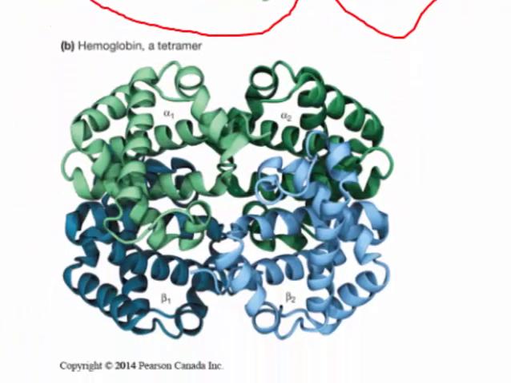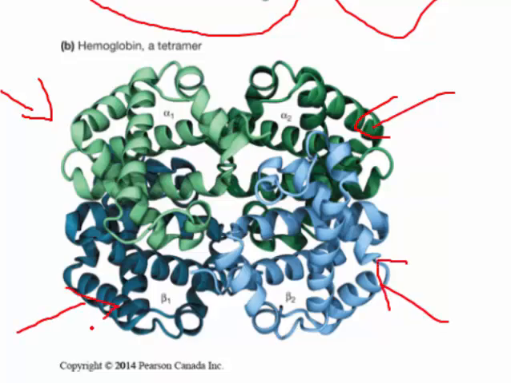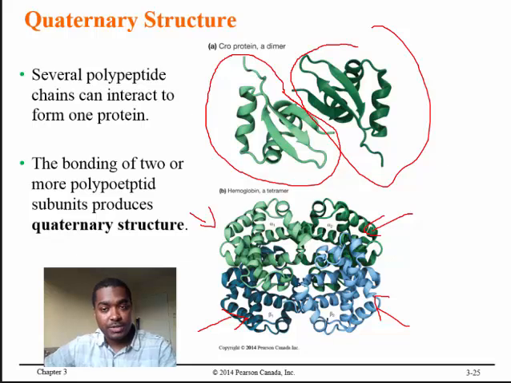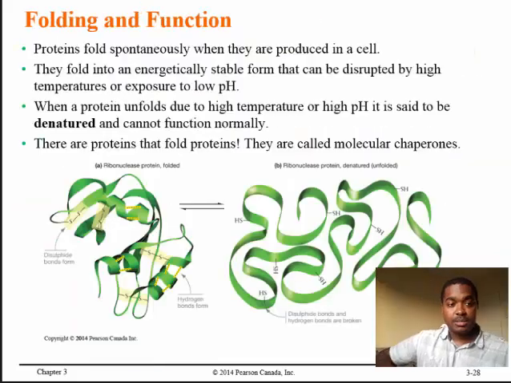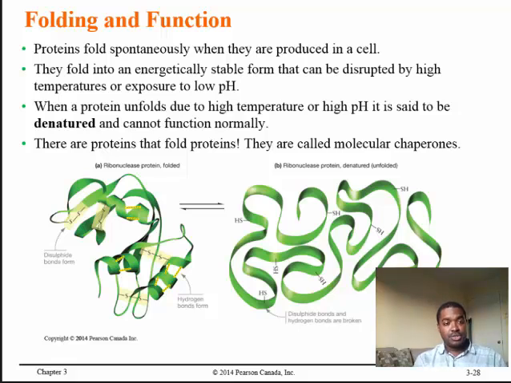Here's another molecule. Hemoglobin. Remember where we found that? In your red blood cells. Hemoglobin is what we call a tetramer. It's four different polypeptide chains. Here they're denoted by different colors. So hemoglobin is a protein with quaternary structure. It's a very complex structure. Keep this in mind: the folding of a protein is due to the interactions in the side chains.